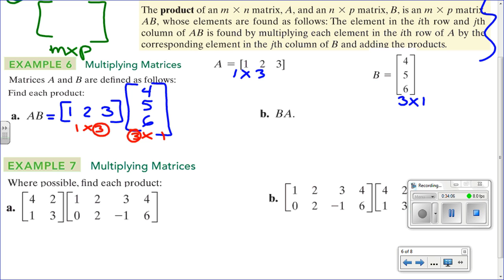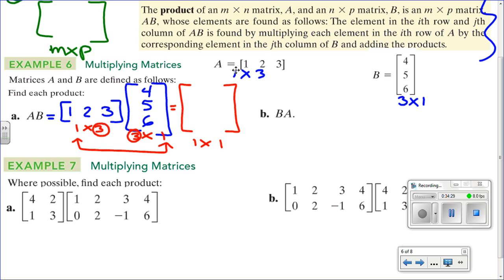But what is the resulting matrix going to be? It looks kind of weird, right? 1 by 1, yes. So what does that mean? It's going to be just one number right here. 1 row, 1 column. We'll find the answer in a minute.